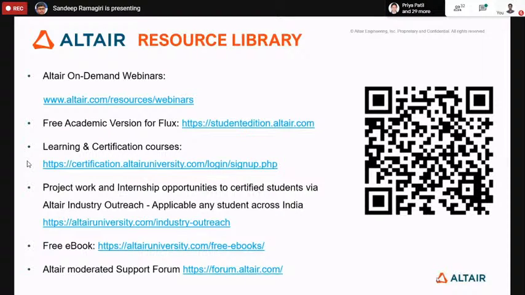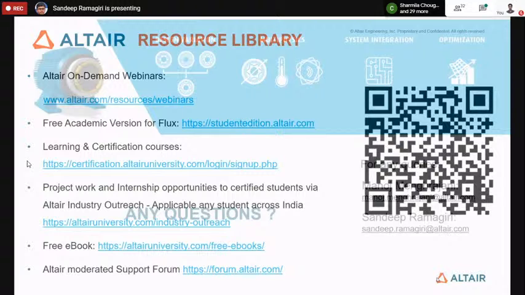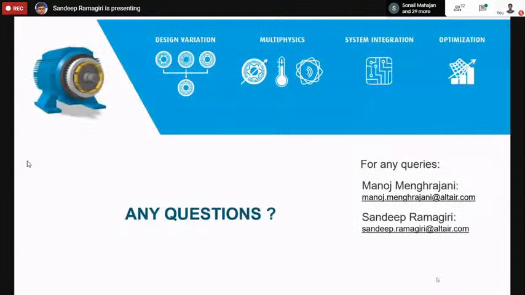There are also moderated support forums where you can ask your questions, and we will answer them. I recommend you scan this QR code, so that you will have access to all these facilities, ebooks and application notes. If you have further questions, you can ask me, or post the questions. Here are email addresses; you can write to any of us. We will be happy to answer your questions.